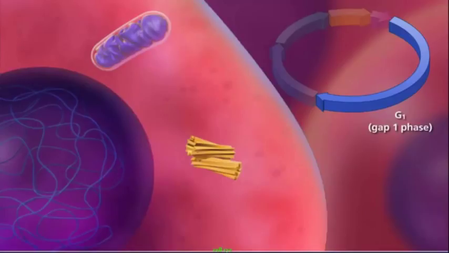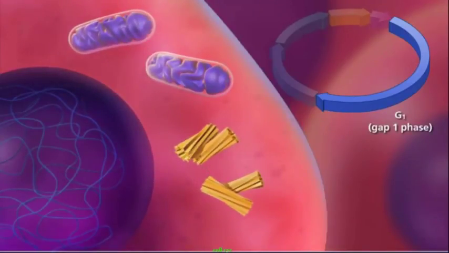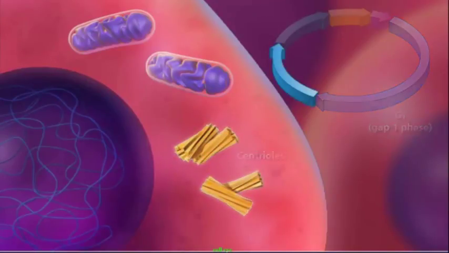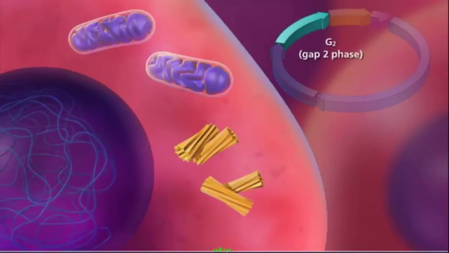During G1 or gap1 phase, all the organelles and cytoplasmic components, including the centrioles in animal cells, replicate. Then during S or synthesis phase, the DNA replicates. Finally, during G2 or gap2 phase, all the enzymes needed to aid in the process of cell division are produced.